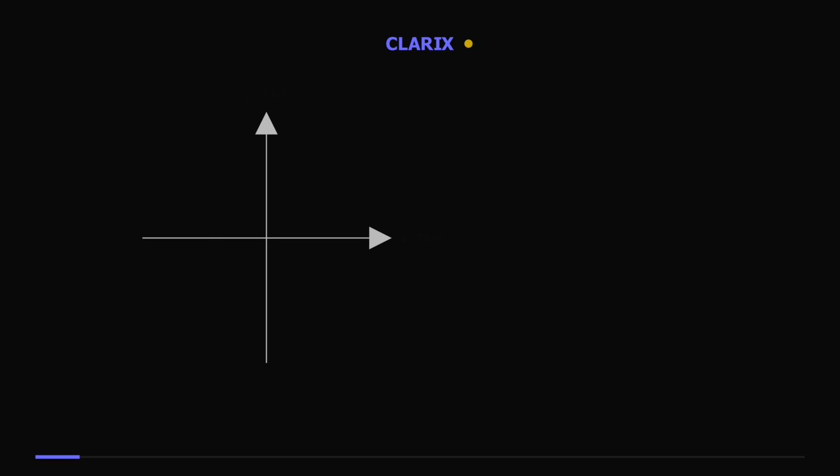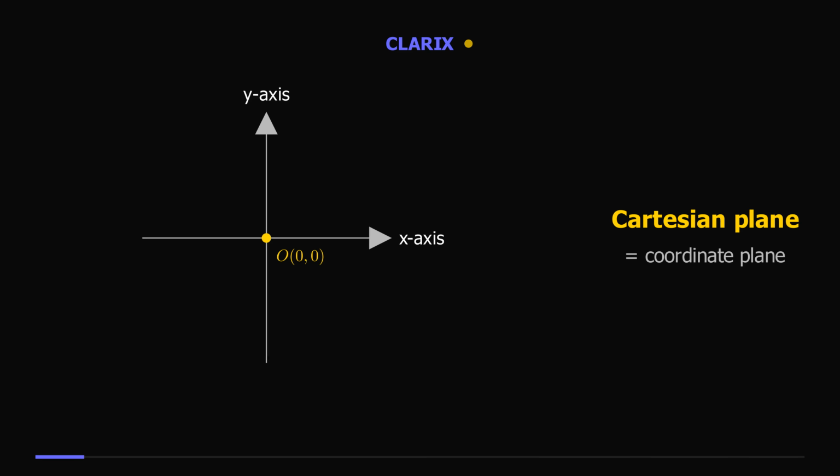Think about graph paper or the grid lines on a map. That's a coordinate system, a structured framework that lets us describe the exact location of a point using numbers instead of vague words like "over there."